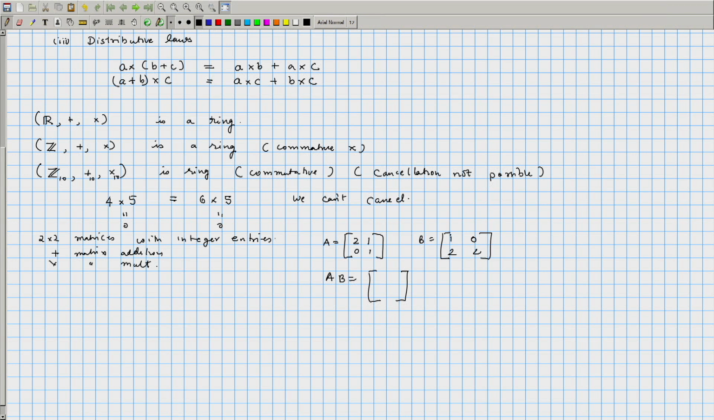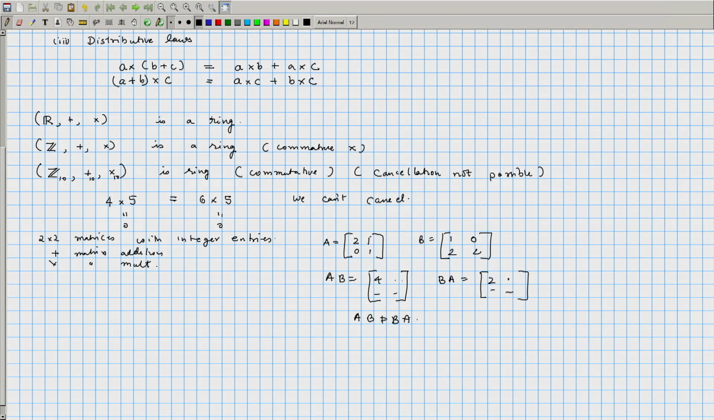will be 2 into 1 plus 1 into 2, it will be 4, and the other elements would be something, whereas if you compute BA, that is going to be 1 into 2 plus 0 into 0. So, this is going to start with 2. Okay. So, clearly AB is not equal to BA.